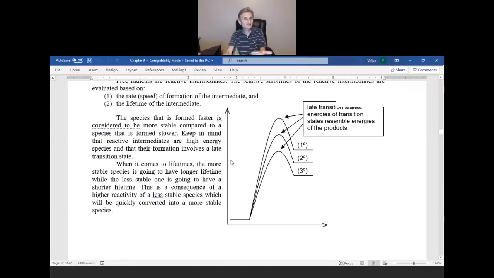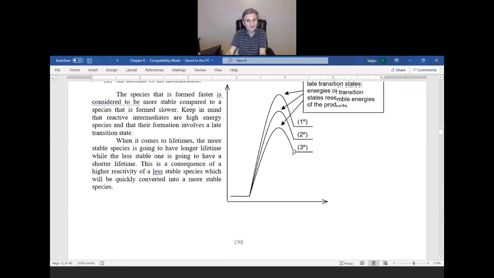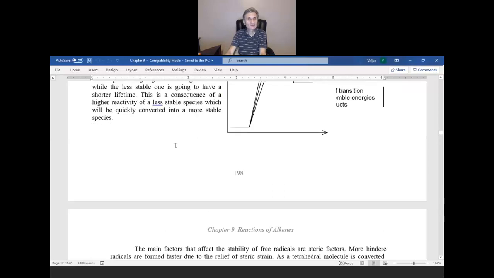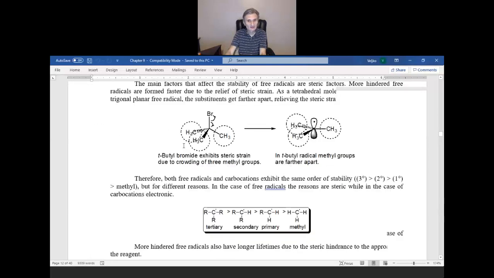And stability of free radicals, as I mentioned, is the same as that of carbocations. Tertiary the most stable, then secondary, then primary, and finally methyl. But the reason for that is steric. You see, in case of tertiary free radical, three substituents bump into each other, or tertiary compound. So when tertiary radical is formed, substituents get a little bit out of the way, and there is release of steric hindrance. There is less hindrance in the secondary and almost none in primary, and so there is less incentive basically for a molecule to form secondary or primary radicals.